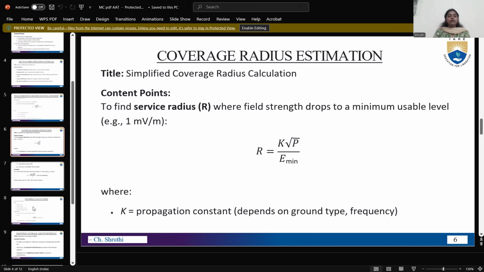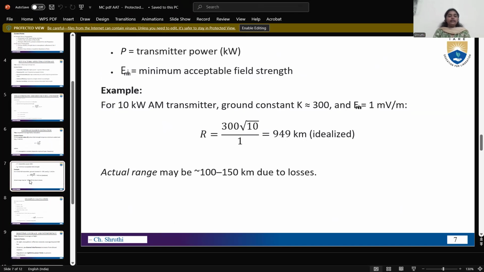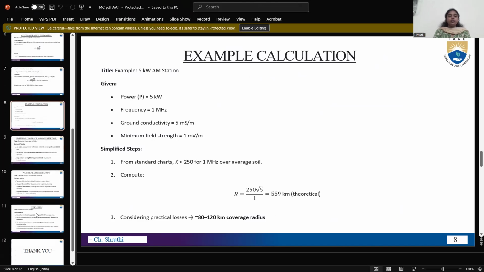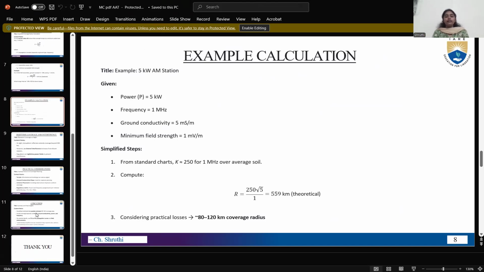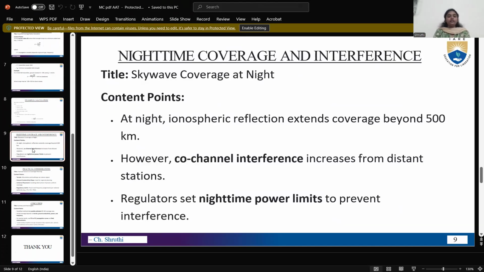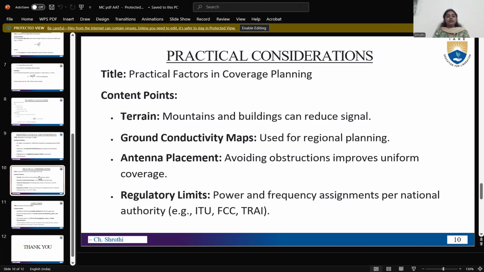Then it's an example for coverage radius estimation, the example calculation. Next, it is about the nighttime coverage and interference. And it is the practical considerations like terrain, ground conductivity, antenna placement and regulatory limits.